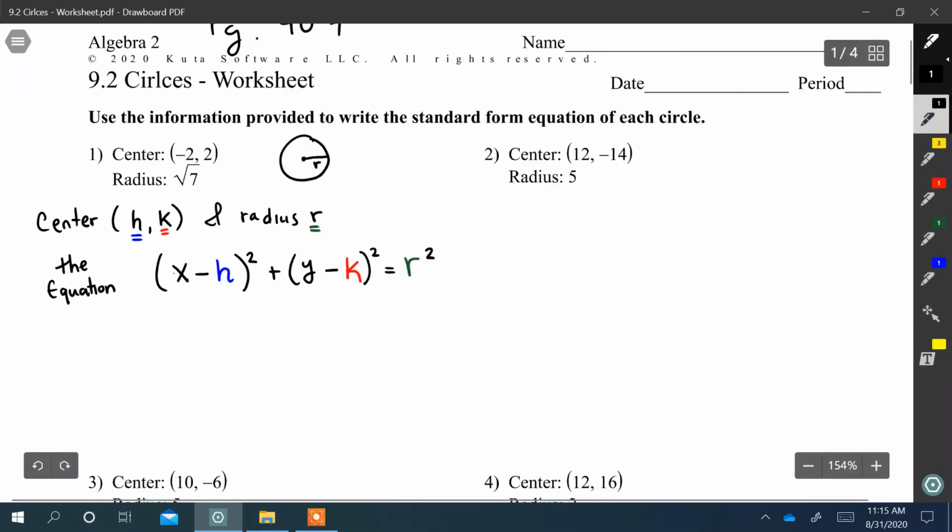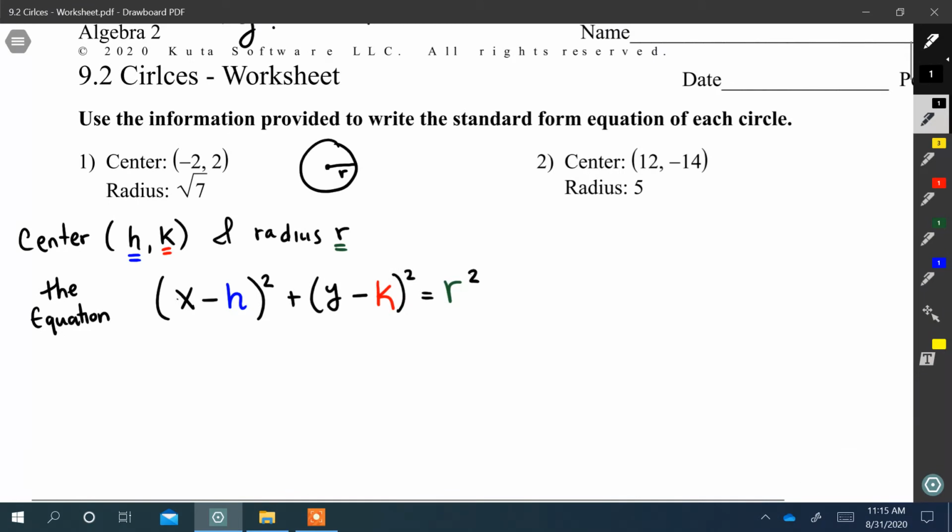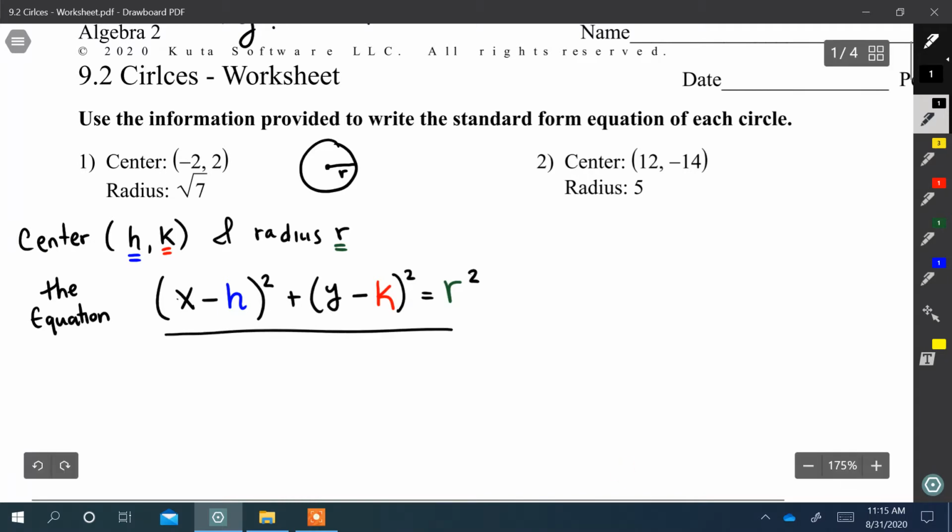So in this problem right here, and by the way, you are going to be doing this worksheet with me, because this worksheet you will be submitting later on as well. So it says use the information provided to write the standard form equation, which is this right here. We are going to write an equation given that information. All right, so let's go ahead and get started on that.